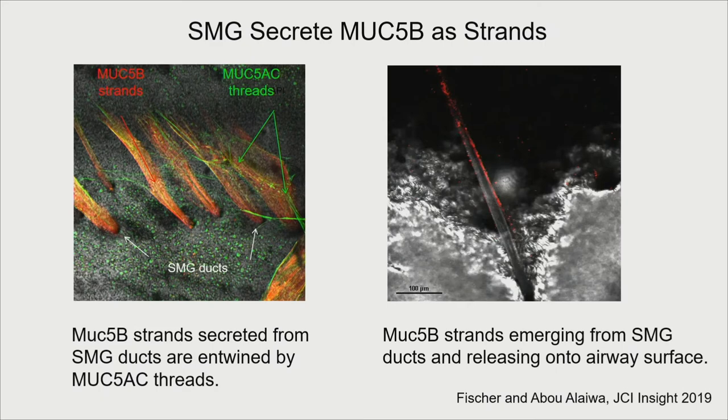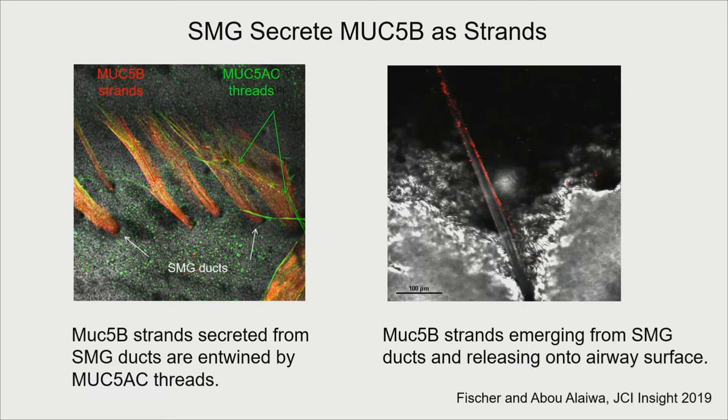And here, I'm showing you an image of an excised trachea that's been fixed and then stained. Here, it's been stained in red for MUC5B, and you can see the MUC5B strands arising from the submucosal gland ducts, up as strands into the airway surface liquid. The MUC5AC is shown here as goblet cells, and then they secrete the strands which come up and intertwine with the MUC5B strands.